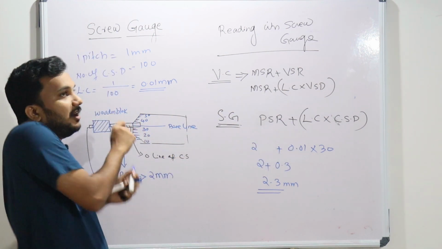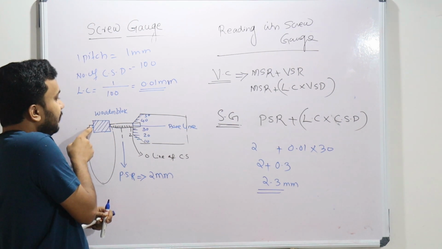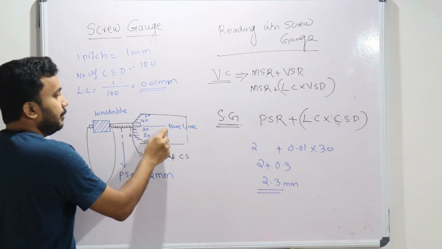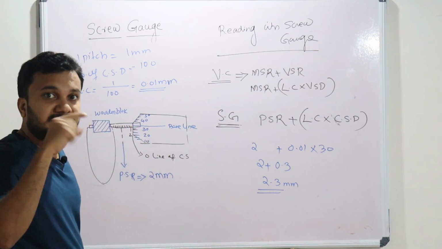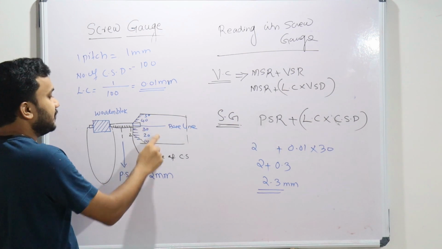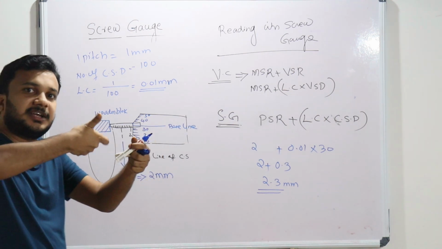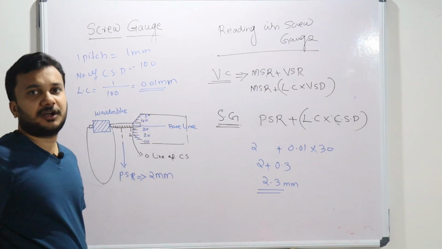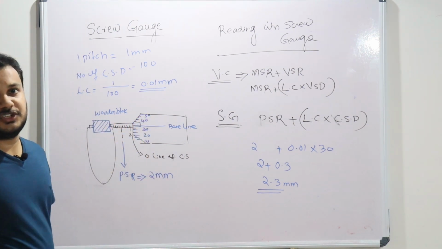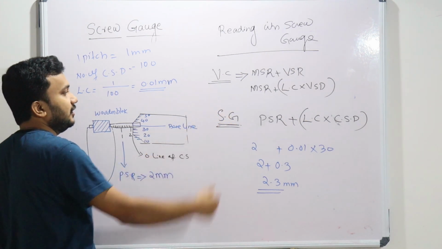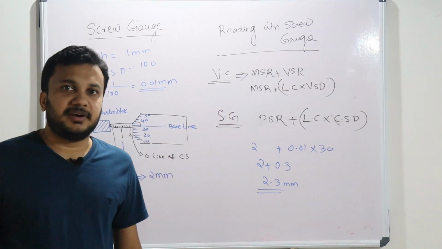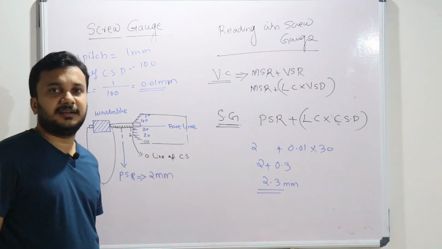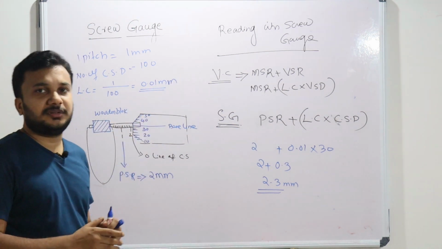So you will always start when the anvil, this is called the anvil, and the spindle are in touch. What will happen? The baseline coincides with the 0th line of the circular scale divisions. Whenever you loosen it to place this wooden block, these divisions will change accordingly, and the reading will also change accordingly. So the screw gauge reading is equal to the pitch scale reading plus least count into circular scale reading. This is actually the reading with the screw gauge.